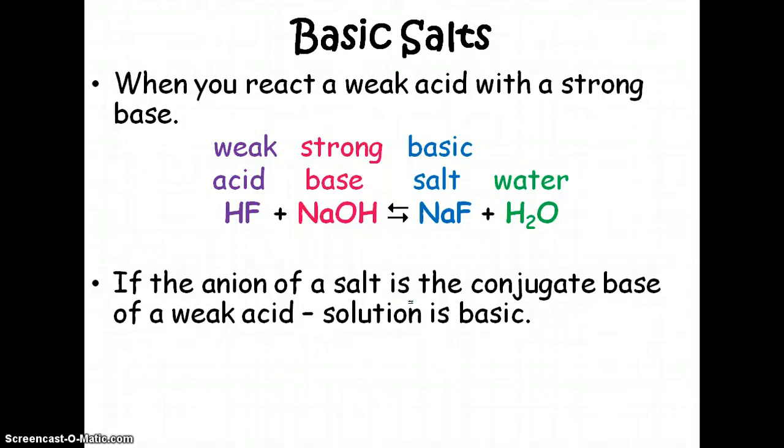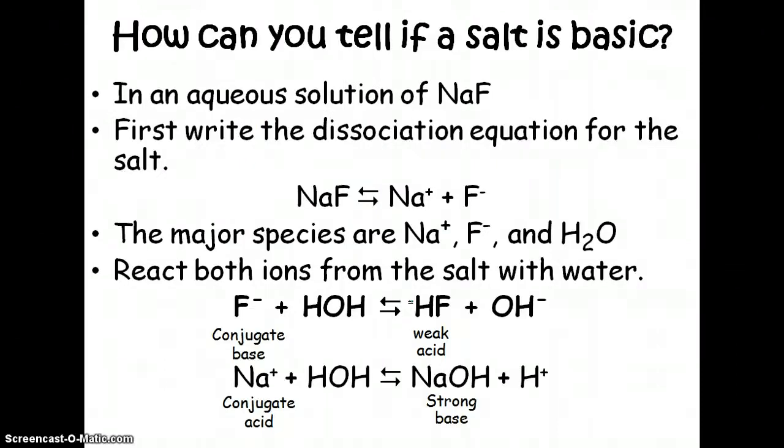Basically, the anion of the salt, or the negative ion of the salt, is the important one to look at when determining if this is going to be a basic salt. So how can you tell if a salt is basic? Well, the first thing I would do is write the dissociation equation. So I would write NaF breaks down to Na plus and F minus. That means the major species we'll have is Na plus, F minus, and then of course, because we dissolved it in water, H2O.